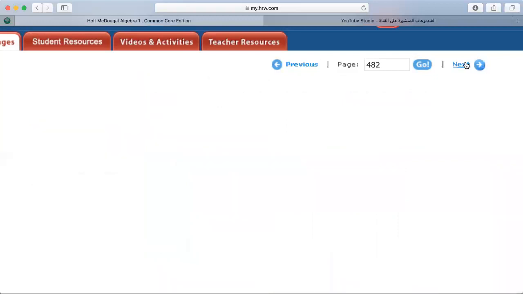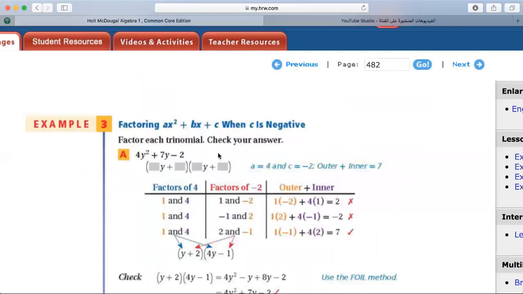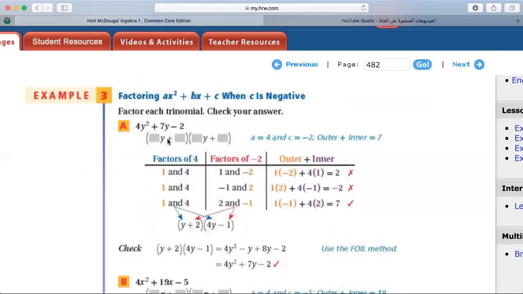Next, if I have a negative c, here I have the opposite: a negative c and a positive b. What am I going to do? I will give a negative sign to one of the factors only. I have here negative 2, so I will write first 1 multiplied by negative 2. I will write the first choice here, 1 and negative 2. I have here negative 2, so I will start with negative 2.